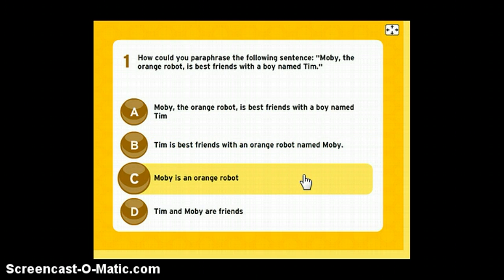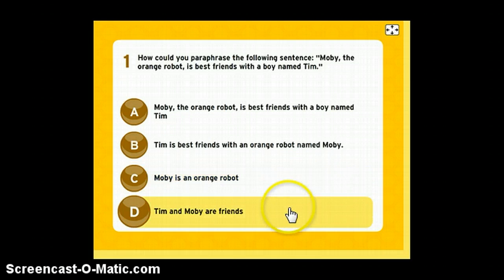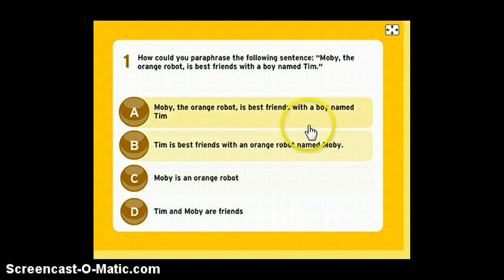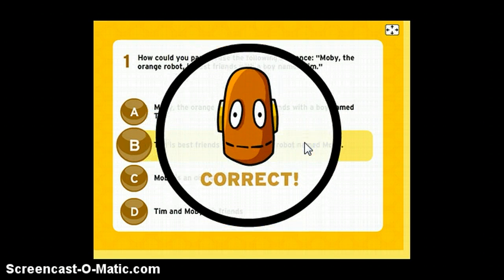Moby is an orange robot. That's true, but it doesn't have any information about poor Tim. He's all left out, so we know that one's not correct. Tim and Moby are friends. And yes, that's information that is given to us in our sentence, but is it all of the important information? Like what Moby is, or what kind or what color he is. So there's some details still that are left out. So, which one do you think I should choose? Let's go with B. Yay, awesome.